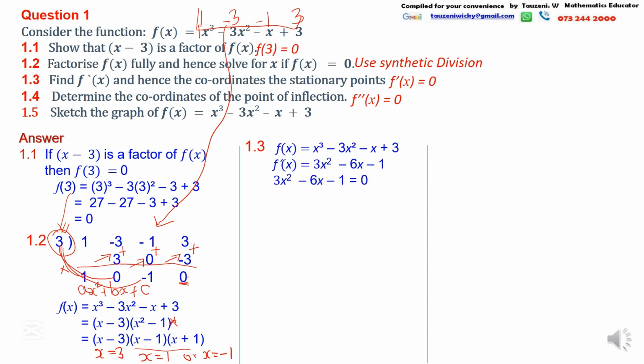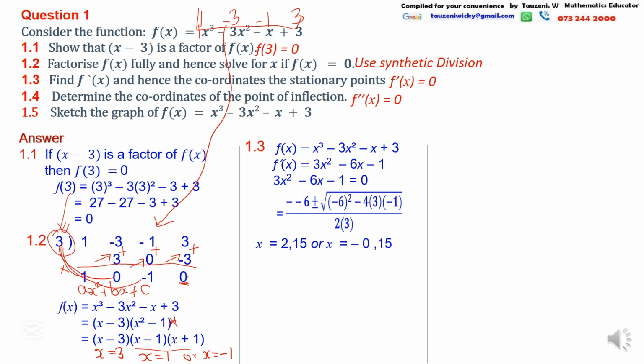So we differentiate the expression and equate the derivative to 0. If you differentiate a cubic function, you get a quadratic function. So if you then equate it to 0, it produces a quadratic equation that you can solve by the quadratic formula, by factorization, by completing the square, any method that you are comfortable with.